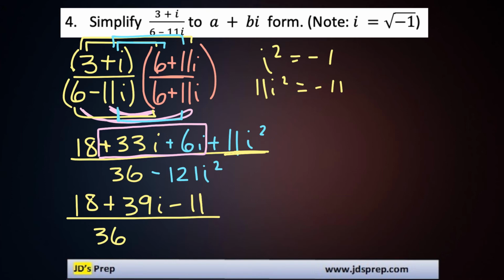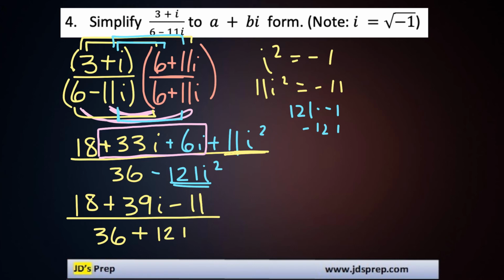And then now we have 121i squared. So 121, and we're going to multiply that by negative 1, because that's what i squared is, which makes negative 121. But because it's being subtracted, we're actually going to be adding that 121.